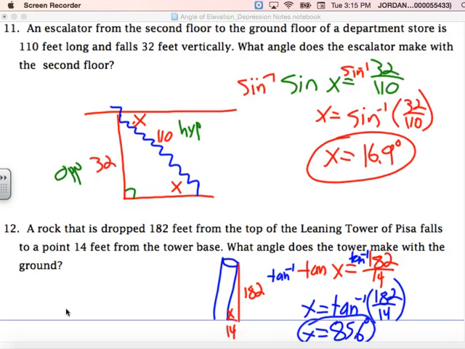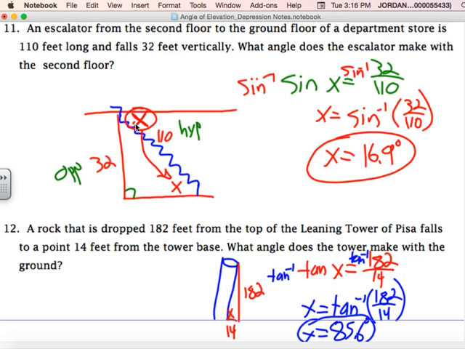All right, so we got the escalator problem here. When we draw it, we should draw the escalator is 110 feet long, and it's 32 feet from the first floor to the second floor. And we want to know the angle that the escalator makes with the second floor. So that is this angle right here. It's our angle of depression, so we can just bring it down here and use it as the angle of elevation in our triangle.